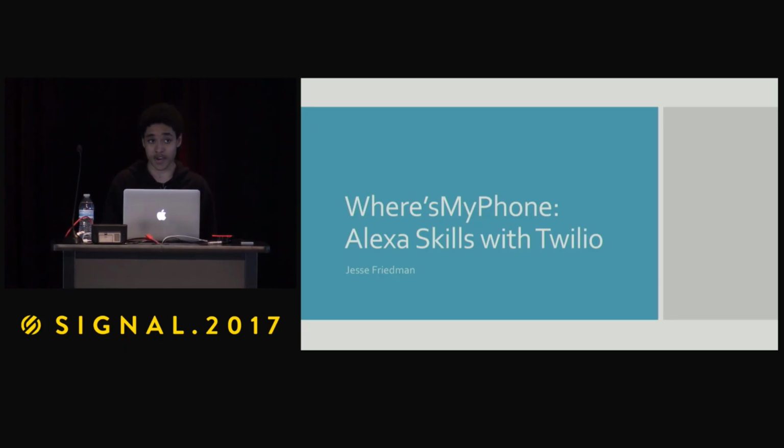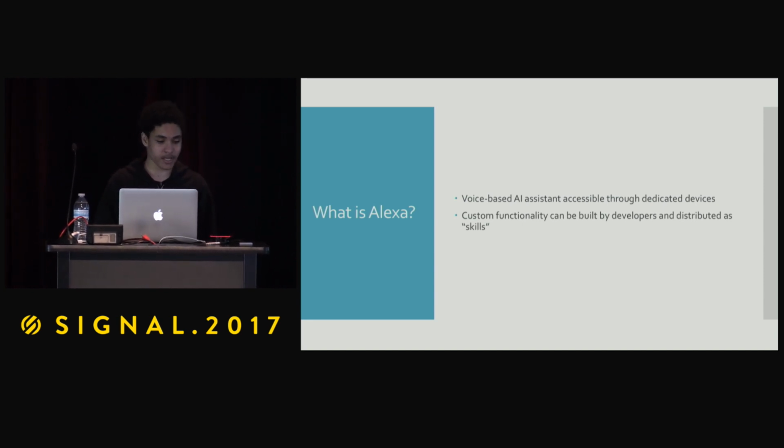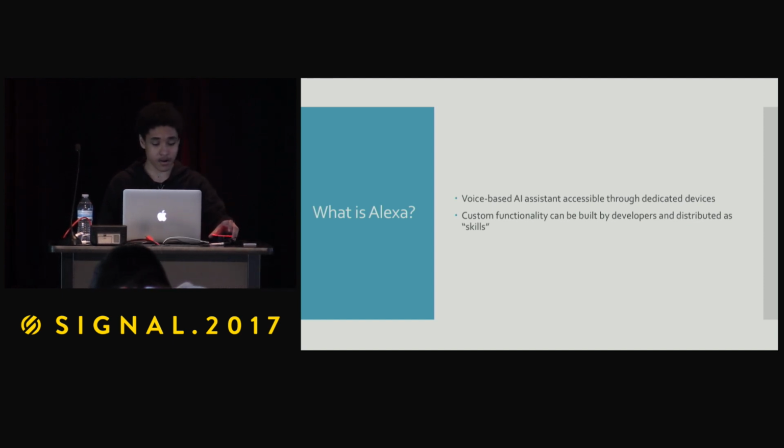Thank you. I'm Jesse. Today I'll be telling you a bit about how I built the Where's My Phone Alexa skill with Twilio. We'll also do some live coding, recreating the main functionality of Where's My Phone. For those of you not familiar with Alexa, it's a voice-based AI assistant created by Amazon. Its primary interface is through Amazon's series of Echo devices, like the Echo Dot I have here. So I can just give a quick demo of Alexa's functionality.